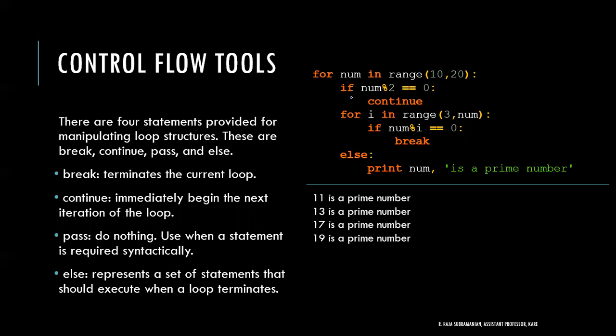Here it is saying if num modulo 2 is double equal to 0, right? I initially will get 10. 10 modulo 2 is 0. 0 equals 0 will give me true.